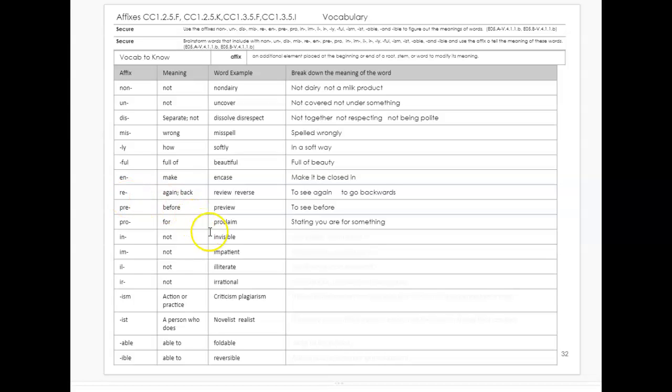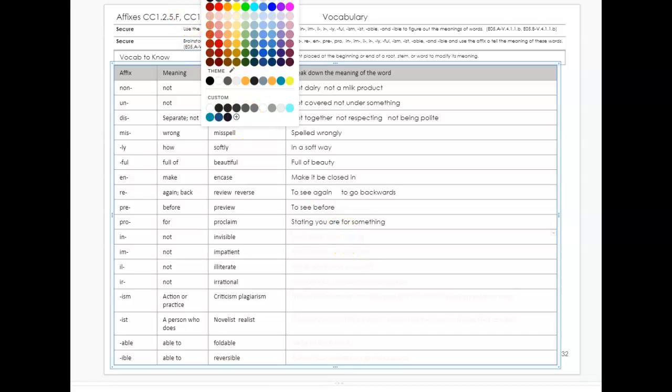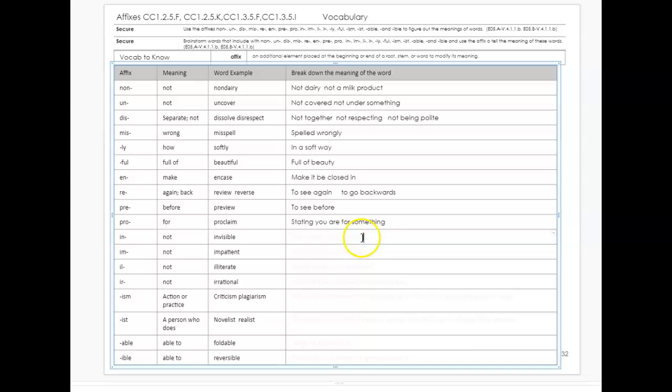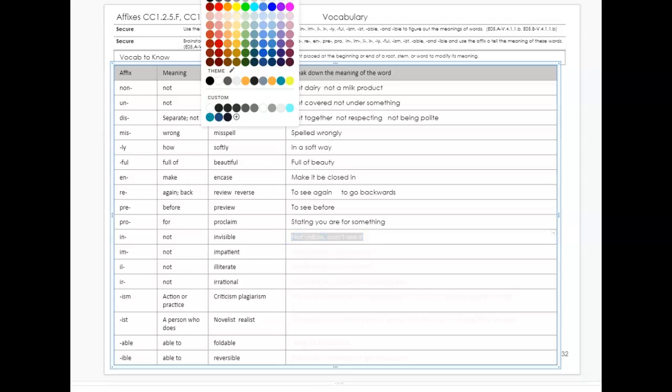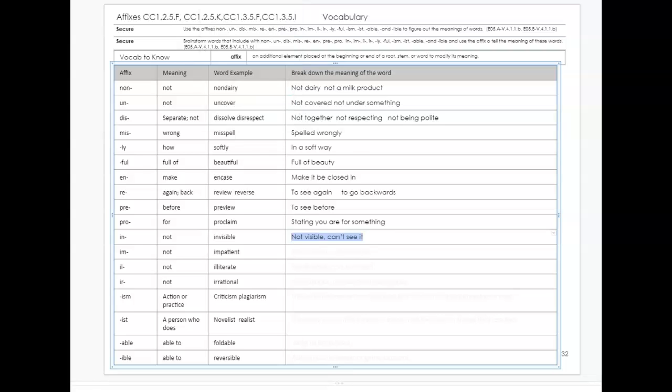So we have invisible, which would then mean not visible, can't see it. And see, we can't see it because it wasn't highlighting. Still not highlighting. So invisible that we can't even get to it. Okay, so we have that there.